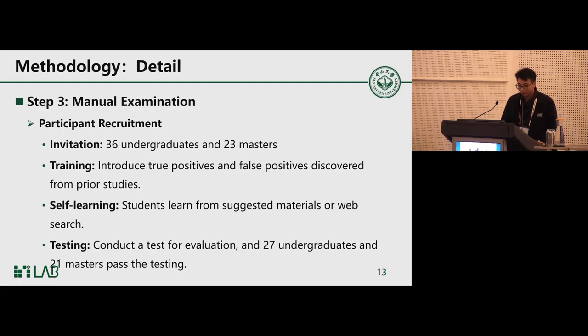In step three, we perform manual examination on the results of automated detection. At the beginning, we recruit participants in the following steps. We first invite students and introduce true positives and false positives of reentrancy discovered from previous studies. Then we let the students learn by themselves and perform testing for them. Finally, we select the students passing the testing as our participants.